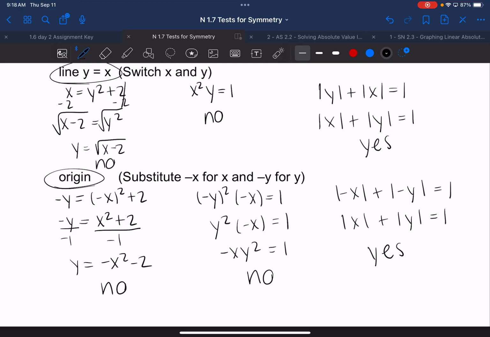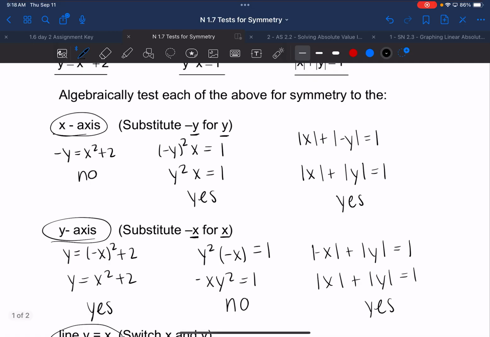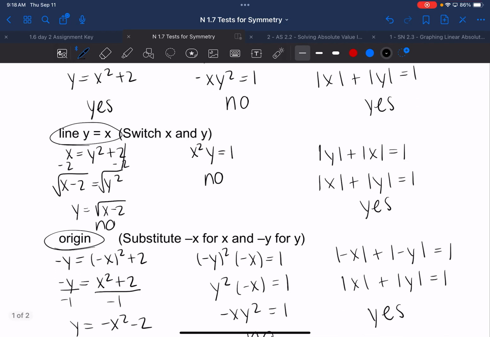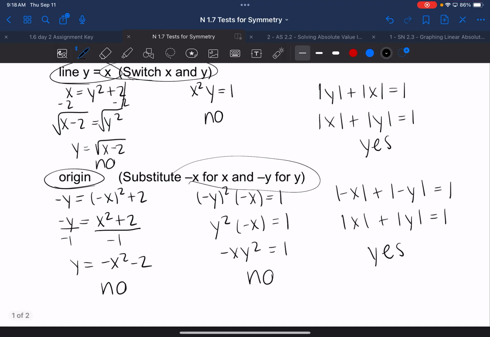So the tests for symmetry actually are a lot like the same rules for reflecting the points, right? Whenever we reflected across the x-axis, we said we'd change the sign of y. When we were reflecting over the y, we said we'd change the sign of x. When we were reflecting over the line y equals x, we said we'd switch x and y. When we did the origin, we said we'd change the signs of both, right? So pretty much the same, but in an equation instead of on coordinate points. And again, it has to look like the original in order for you to say that, yes, it's symmetric.